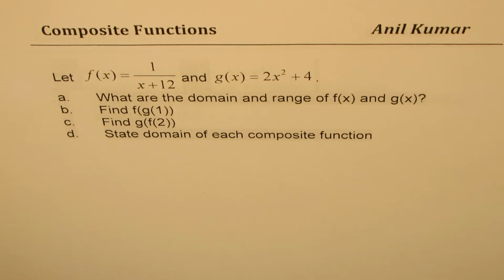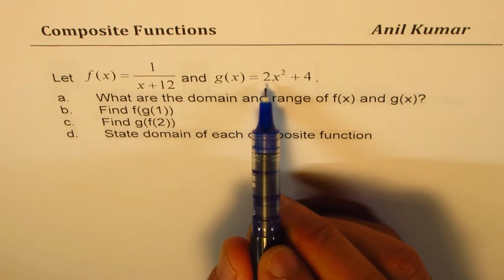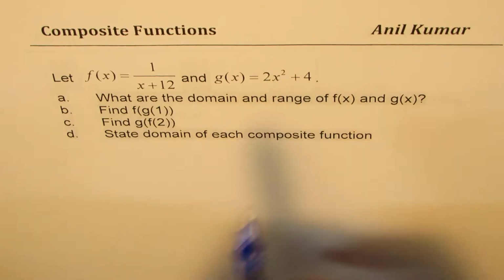The very first question here is f of x equals 1 over x plus 2 and g of x is 2x squared plus 4.